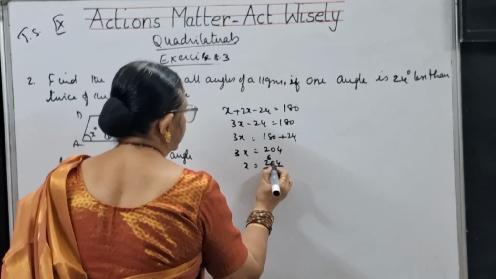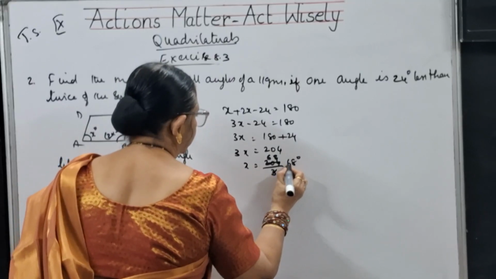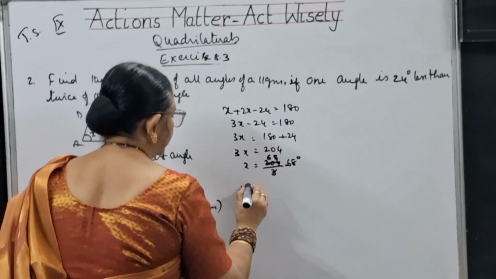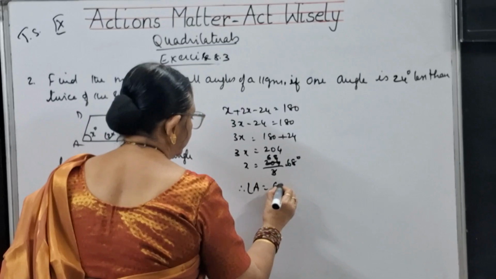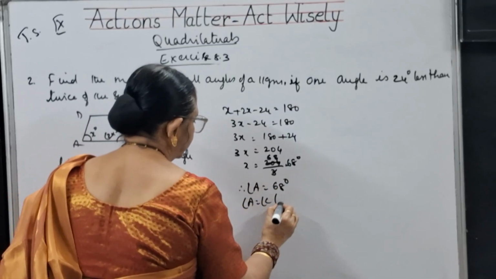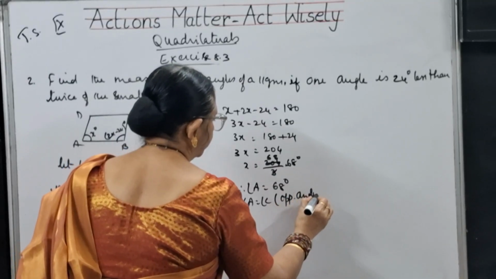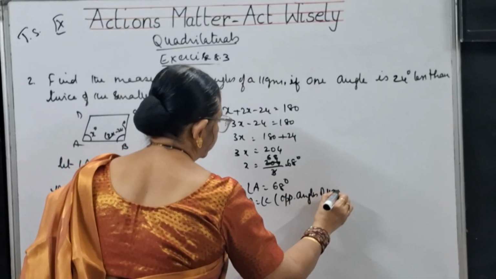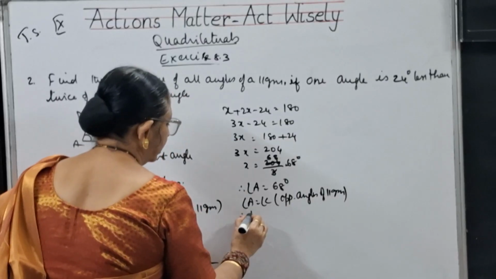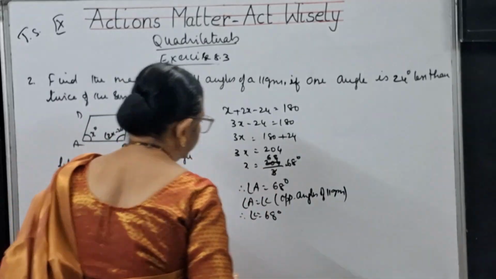3 6s are 18, 3 8s are 24. So 68 degrees is x. That means angle A is equal to 68 degrees. We know that angle A is equal to angle C, opposite angles of a parallelogram. Therefore, angle C is also equal to 68 degrees. Angle C is 68 degrees.